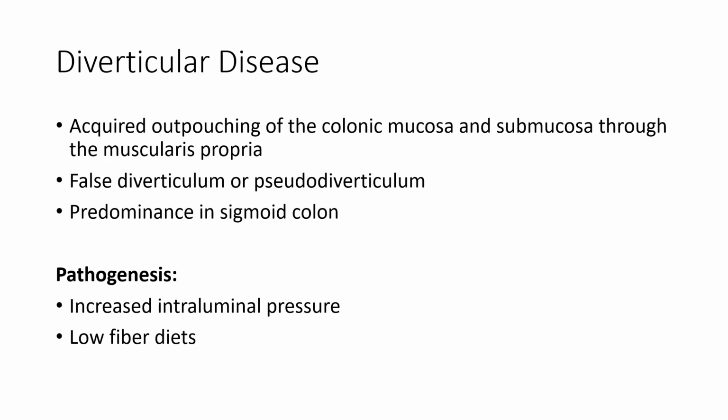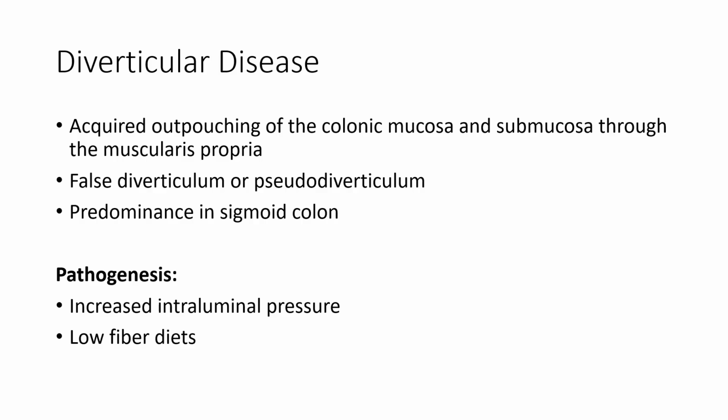Now we move to diverticular diseases. A colonic diverticulum refers to outpouching of the colonic mucosa and submucosa through the muscularis propria. Unlike a true diverticulum, such as Meckel diverticulum, colonic diverticula are false diverticula. They do not include all the layers of the colonic wall, so it only includes the mucosa and submucosa. They commonly occur in the sigmoid colon, and they are acquired.